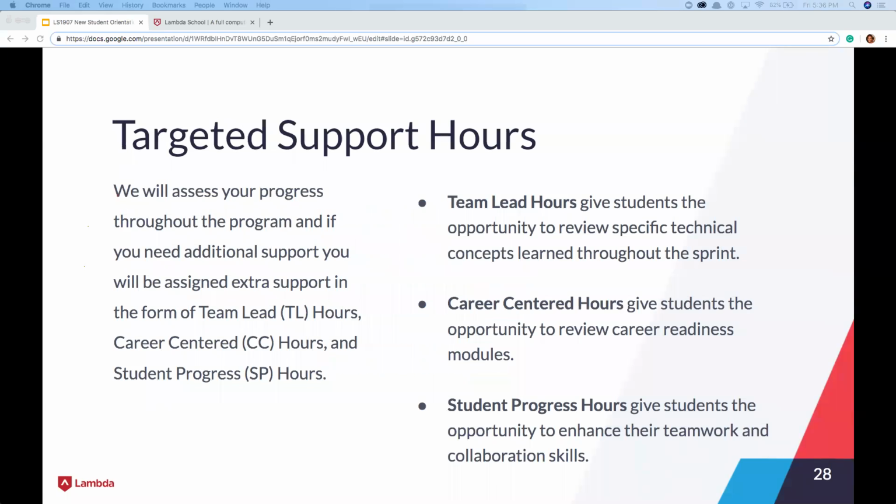All right, I said something like targeted support hours. So we are going to assess your progress throughout the program, and if you need additional support, you'll be assigned extra support in the form of team lead hours, or TL hours. We have career-centered hours as well, and student progress hours. So team lead hours give you an opportunity to review technical concepts. If you have career-centered hours, you will have the opportunity to review the career readiness modules. And then the student progress hours give you the chance to enhance your teamwork and collaboration skills.